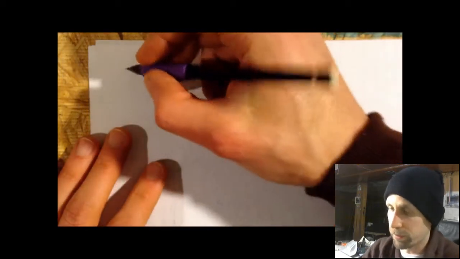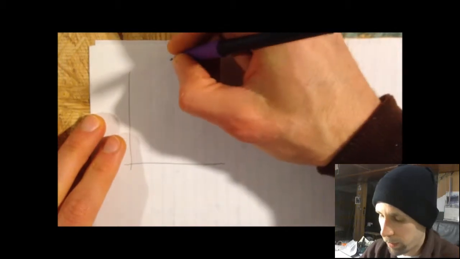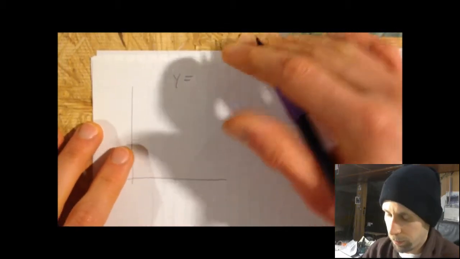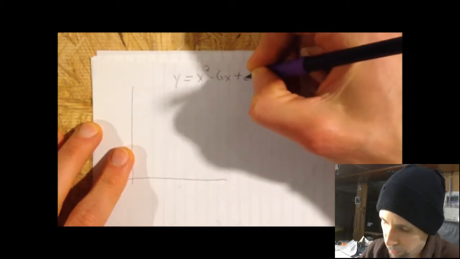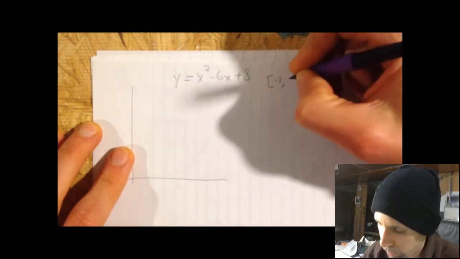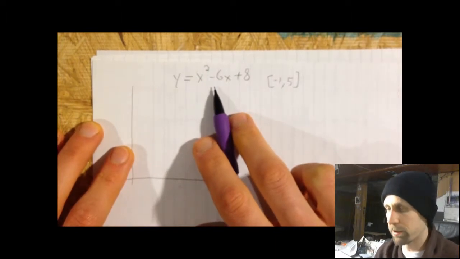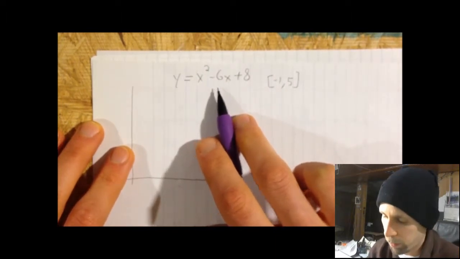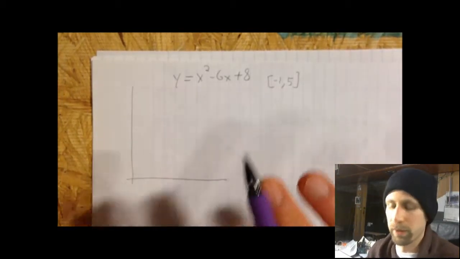You'll be given a function, and you'll be given an interval, and you'll be asked to find the value of c that satisfies the hypothesis of the mean value theorem. So if we start out with, say, y equals x squared minus 6x plus 8, show that this function on the interval [-1, 5] satisfies the hypothesis and the conclusion of the mean value theorem on this interval.